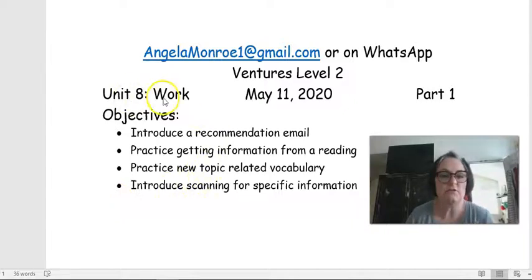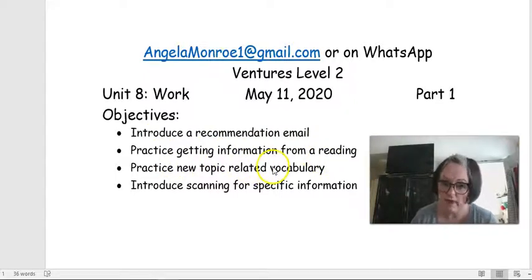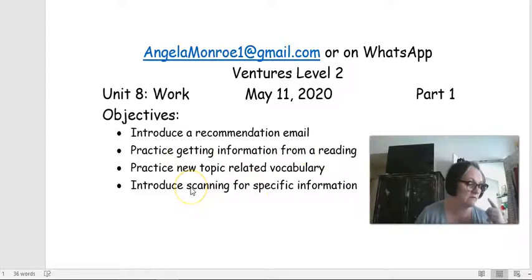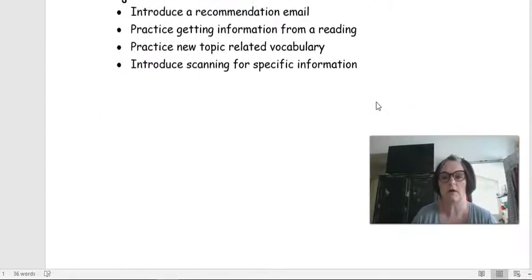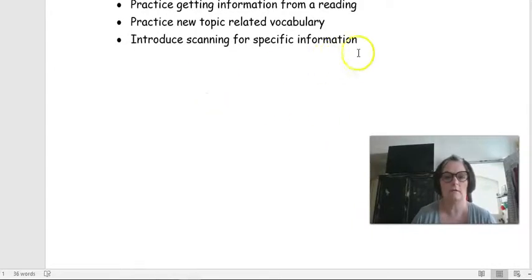Okay, so this is Unit 8 on work for May 11th, and this is our Part 1. Today we're going to be talking about introducing a recommendation email. We're going to practice getting information from a reading. We're going to do some new vocabulary, and then we're going to scan topics for specific information. So I'm going to scroll on up from here.